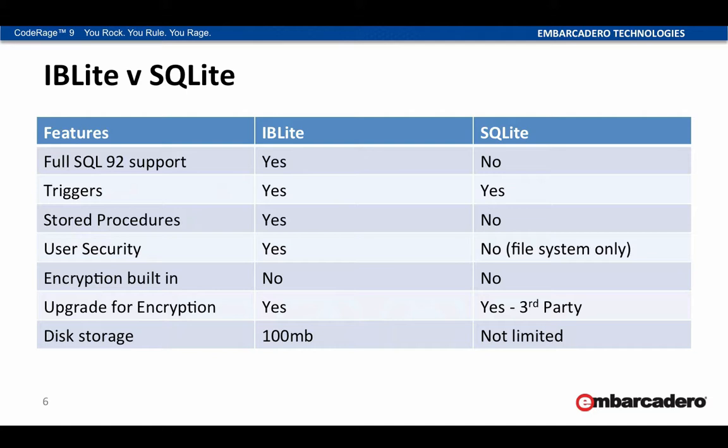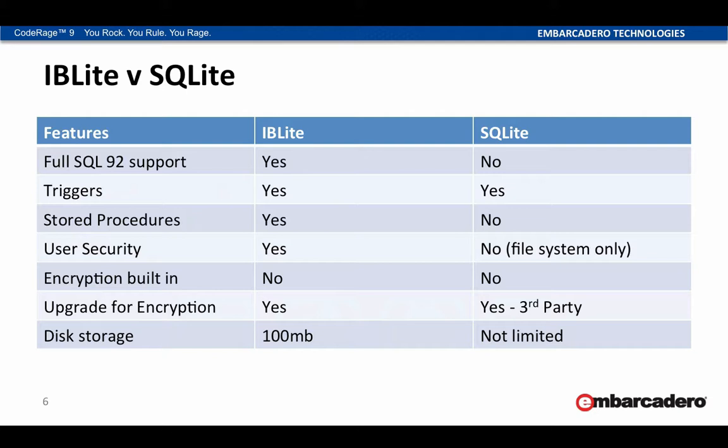Also, the user security within SQLite is down to the platform that it's on. So whilst the file is on the platform, on the device, then you may have some level of security if it's been implemented on the device. Certainly once that file is off the device, there's no security in there whatsoever. IB Lite has inbuilt user security, which you can use to authenticate different users to connect into the database.